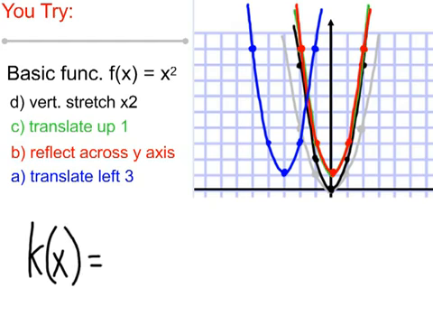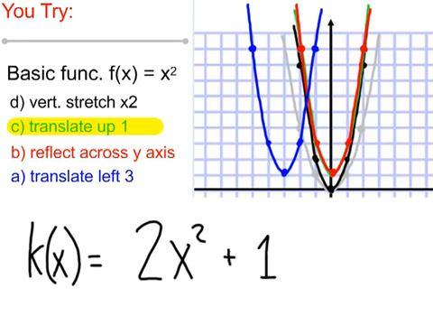Okay, we'll start with the vertical stretch by a factor of 2. So I'll take that x squared. There's not a whole lot to be multiplied by 2 here, so I don't have to have the parentheses. I could put them, but I don't have to, so I'll put 2x squared. Let me put the highlighting back up here. We just did the vertical stretch. Now I'm going to translate up 1 unit, plus 1.